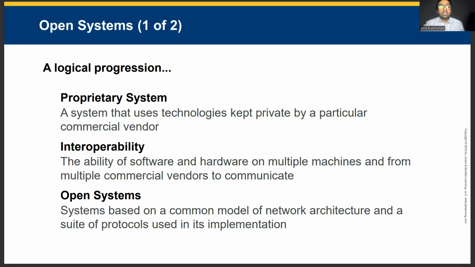A proprietary system uses private technologies controlled by a specific vendor, which can limit compatibility. Interoperability, the ability of hardware and software from different vendors to communicate, is essential for modern networks. Open systems rely on standardized models and protocols so devices can work together regardless of manufacturer.